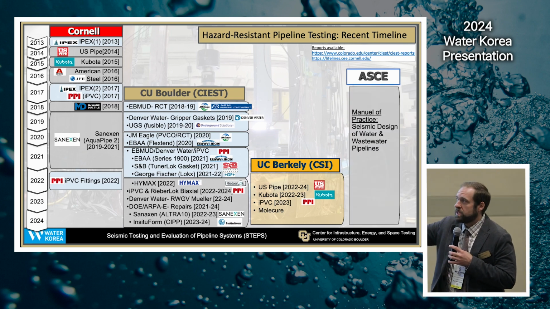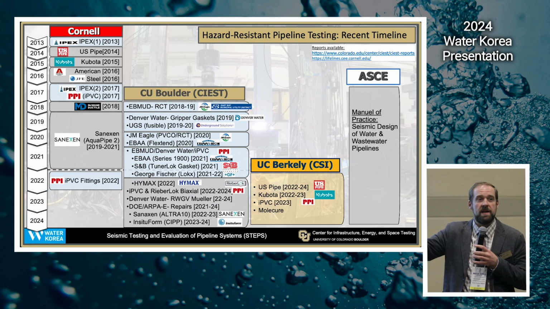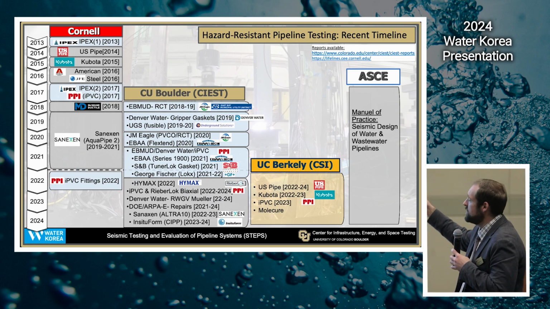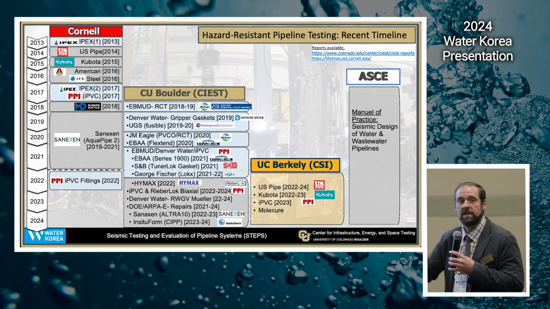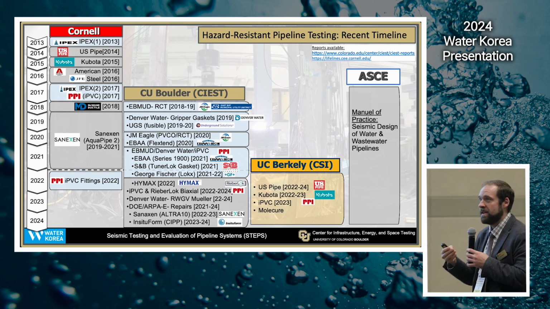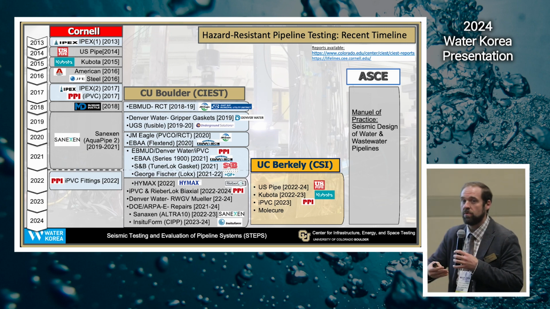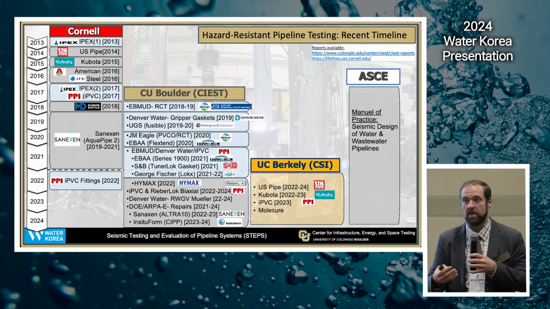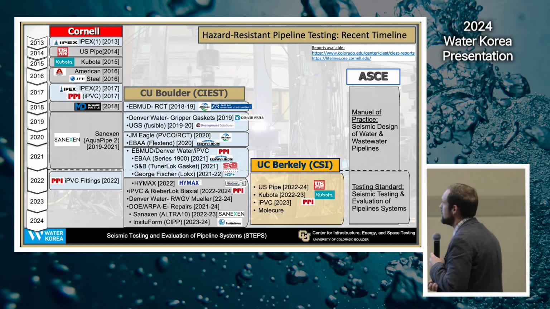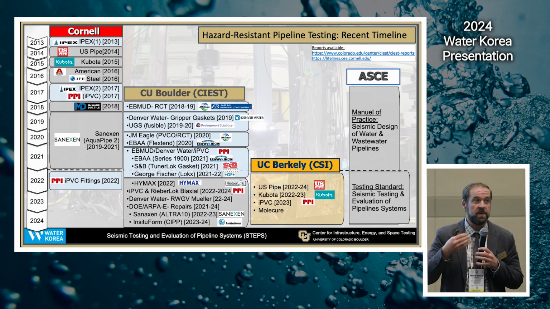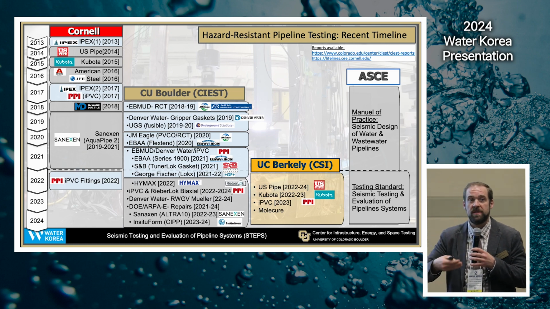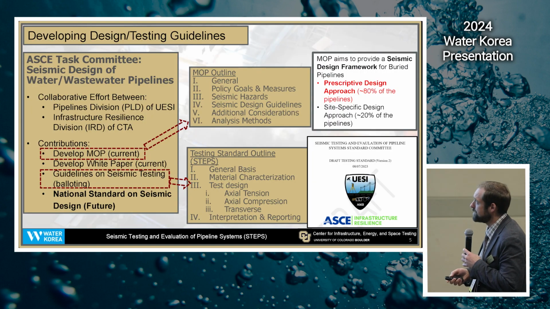This is really some of the research work that's gone in, and in parallel to that, we've been working with Dr. Craig Davis and others in the United States on developing a manual of practice for seismic design of water and wastewater pipelines. At this time, there are no general guidelines on how you would actually design a resilient network, as we talked about a little bit, and so we've been working on that for quite some time. And as we've been working on that, we understood the need for a testing standard for us to be able to determine some of the capacities associated with these systems.